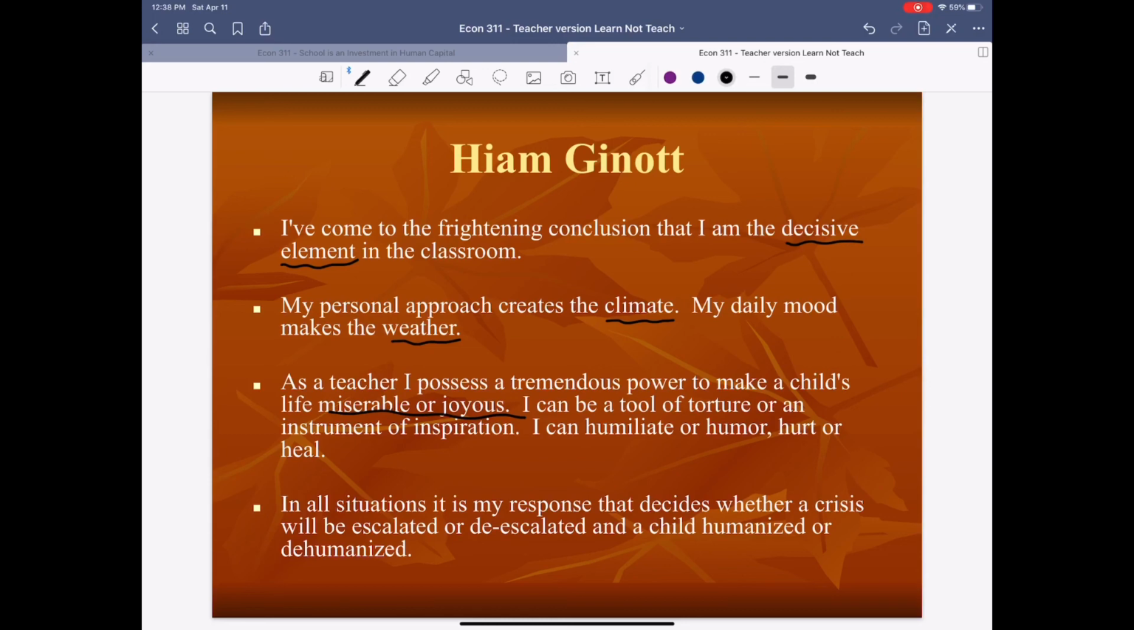This is so true. Again, go back to your experiences. Who were the teachers that really motivated you? And what was it about them? And I guarantee it was their attitude toward what they did for a living. It was their love of a subject matter.